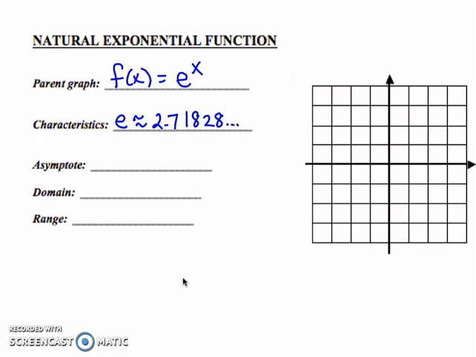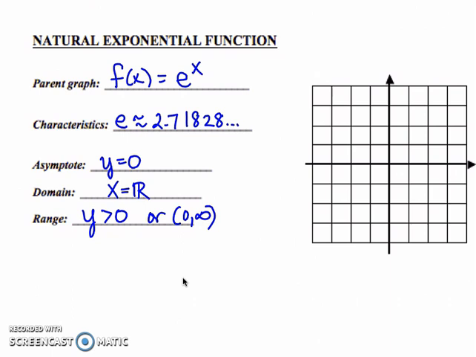Since this is an exponential function, it just has a base of 2.7. We're still going to have our horizontal asymptote at y equals 0. Our domain is still going to be all reals, and our range is still going to be that y is greater than 0 or from 0 to infinity, because we're not changing anything if we're just graphing our parent function.